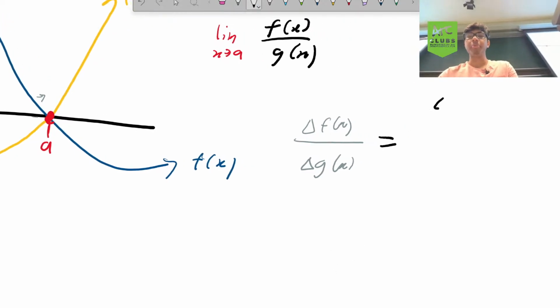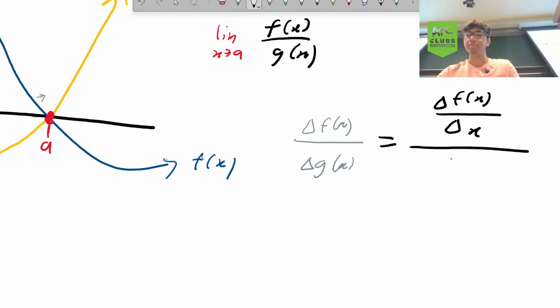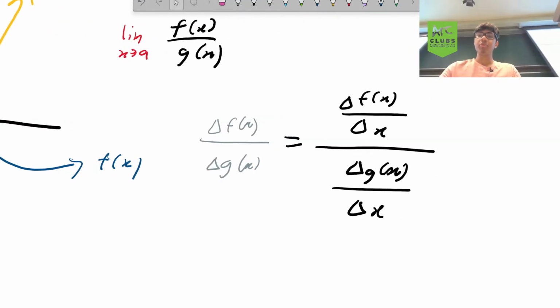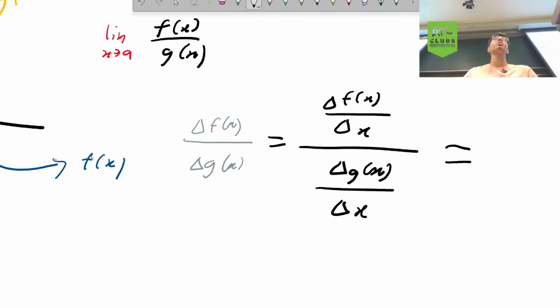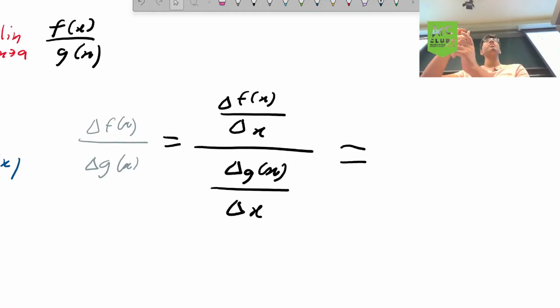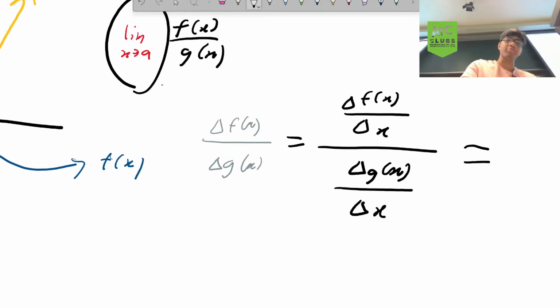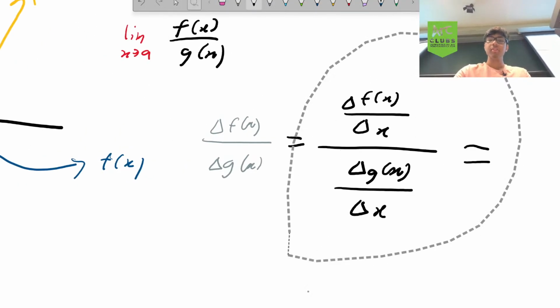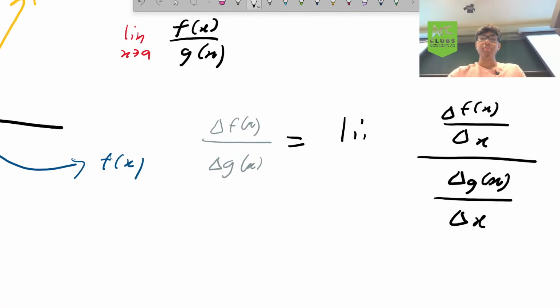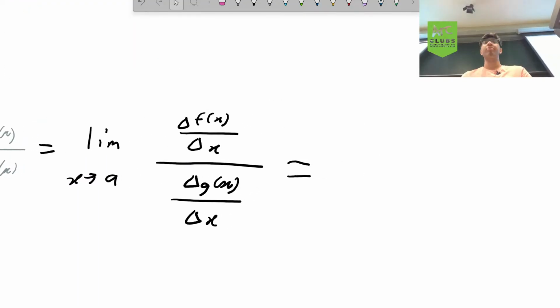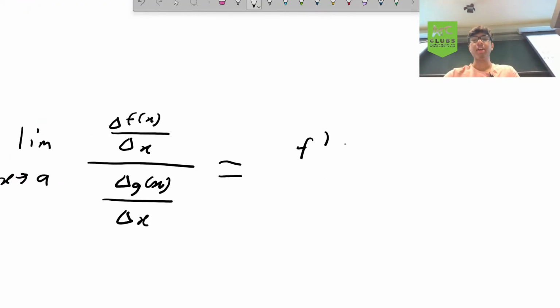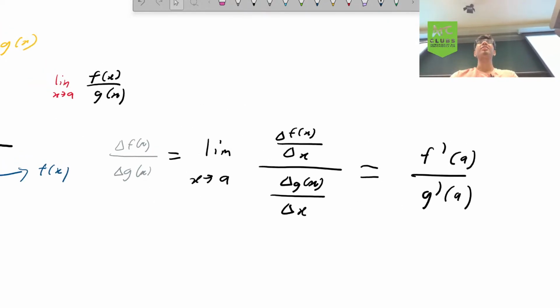If I divide both my top and bottom by a small change in x, this is a really primitive way to just write the derivative at that point. This is some small change in the function. I should probably have written this limit again. Limit as this goes to some value. This is a really primitive way of just writing the derivative at that point. And so I could just write f dash a on g dash a. Do you guys see how that works?